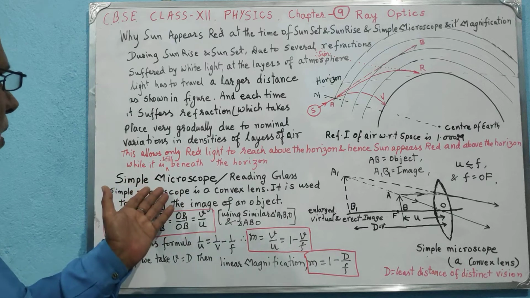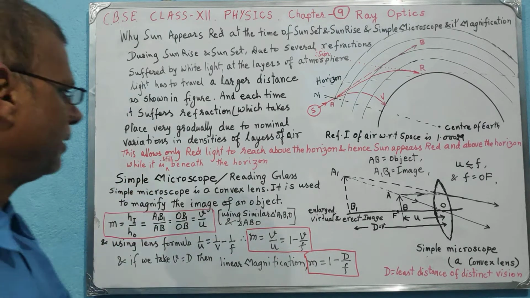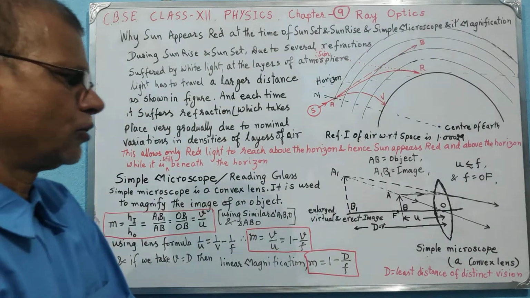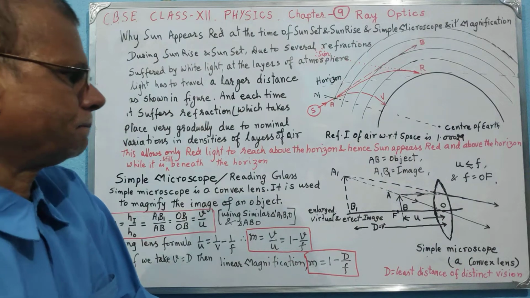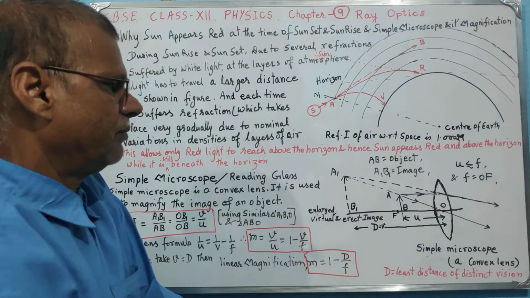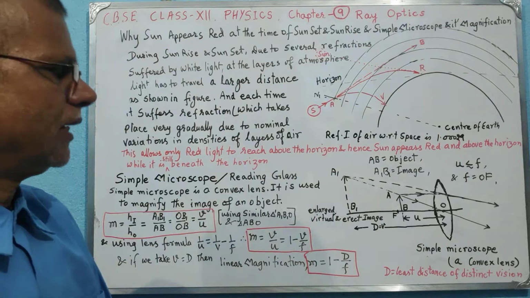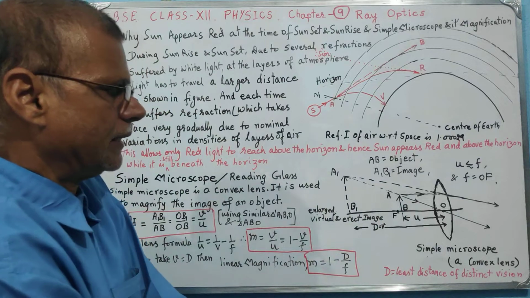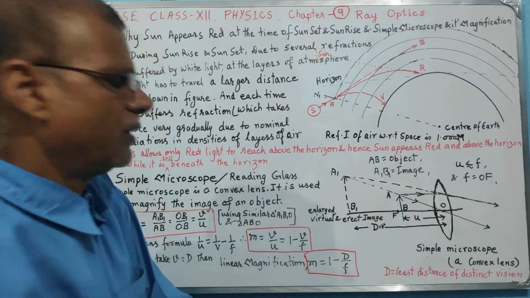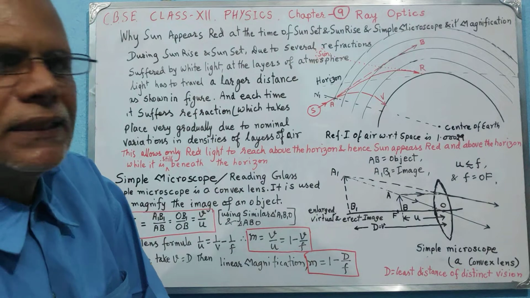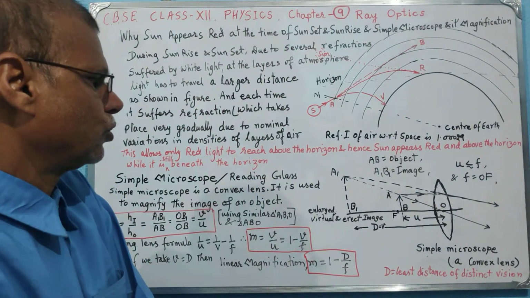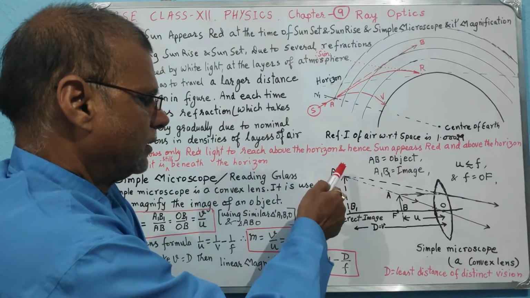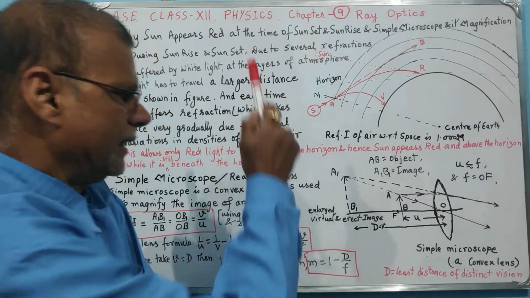Now we also talk about the simple microscope, which is also known as a reading glass. What is a simple microscope? It is simply a convex lens. Whenever we want to see something or read something, we place the object, say the object is AB, at a distance slightly less than the focal length of the convex lens, that is the reading glass or simple microscope, so that the final image of this object is formed enlarged, virtual and erect.